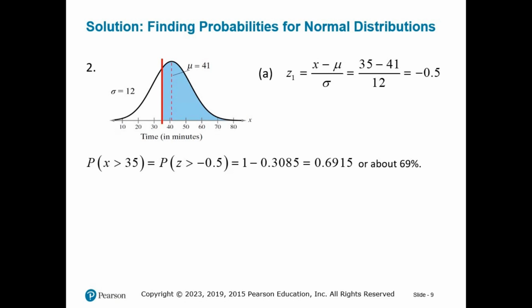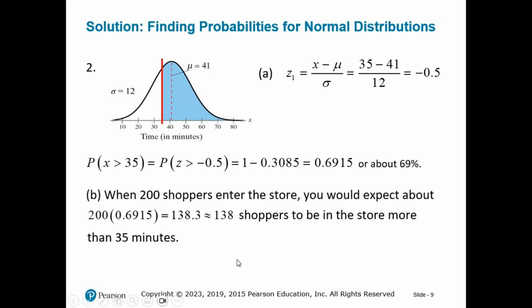Well, same as the last time, we can just multiply our result, 0.6915, by the 200. We get about 138.3, or 138 shoppers. Now pay attention to this: we round it because you wouldn't have 0.3 shoppers, right? Make sure your answers make sense.